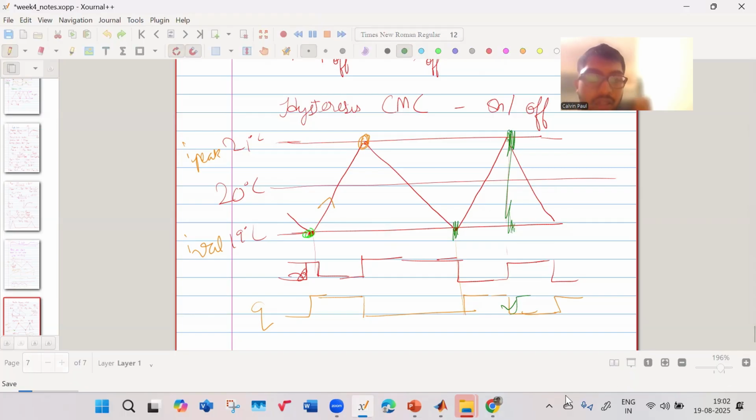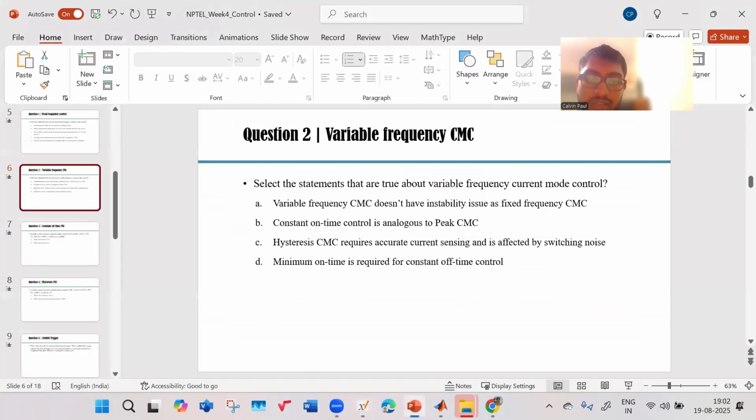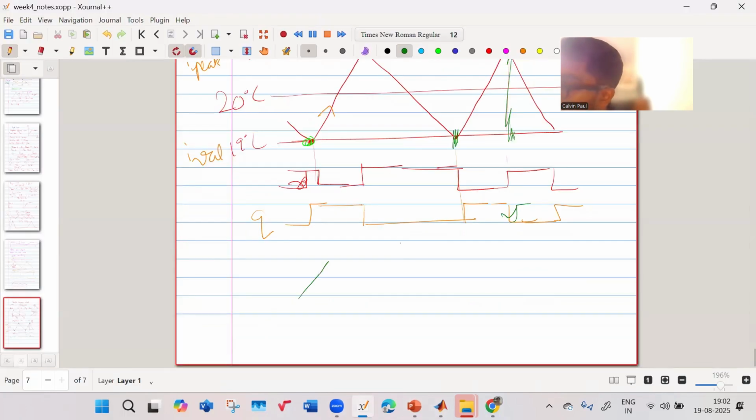Next, minimum on time is required for constant off time control. What happens is you are turning on, you turn off for a fixed duration. Then you must give some minimum time on. Like there should be some T on minimum. Then again it turns off for some fixed duration.